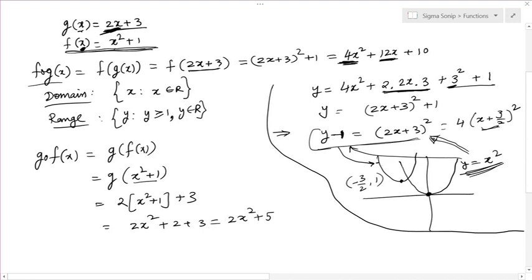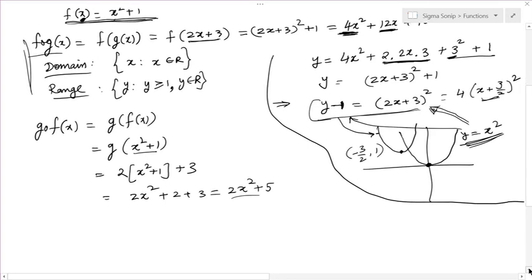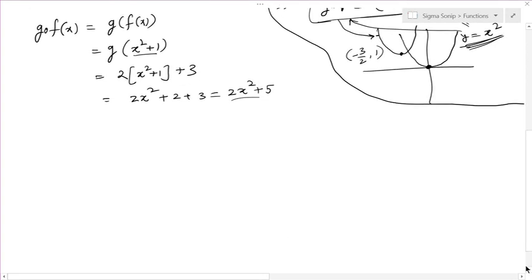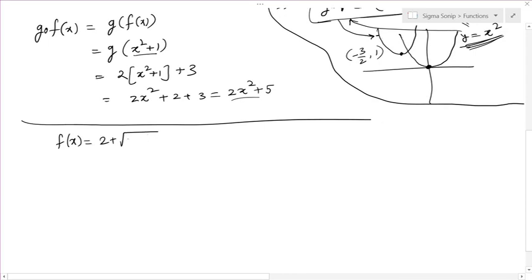Now again, the steps to find its domain and range are similar to what we have done in f of g of x. Again, this is a quadratic, so I will leave that for you guys and move on to the next question, which I feel is a little bit tricky. So this is my f of x, and g of x is equal to x plus 2.